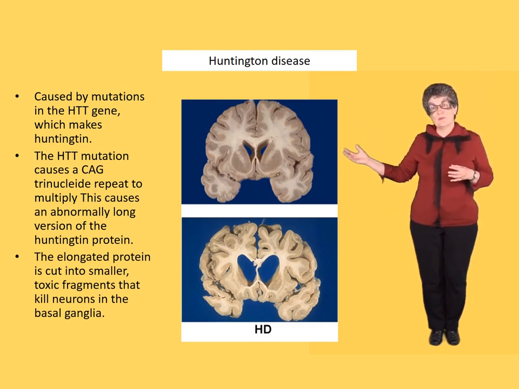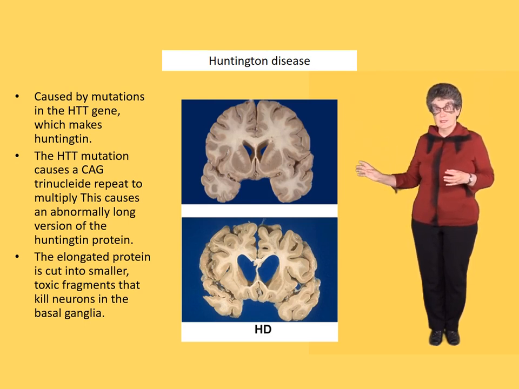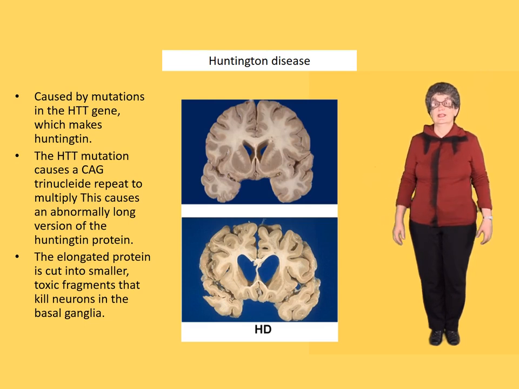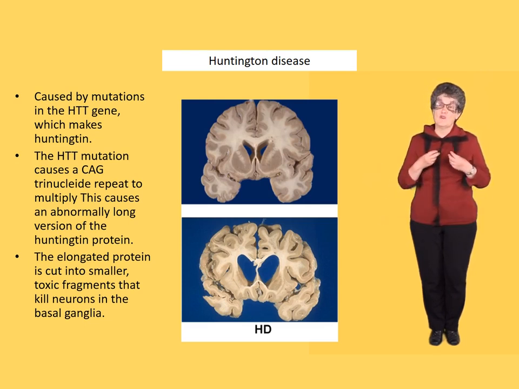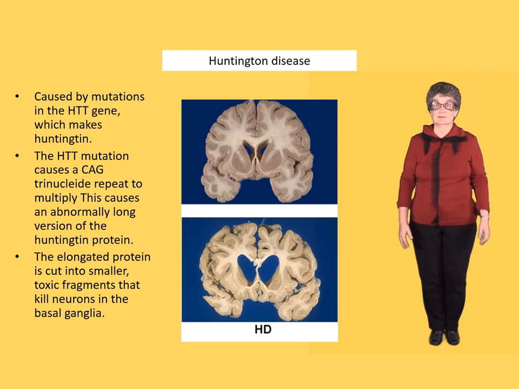You can see in the brains to the right here, the normal one on the top and the Huntington's disease brain on the bottom, that the basal ganglia have shrunken in the Huntington's disease brain. This gives rise to the picture of really large ventricles.